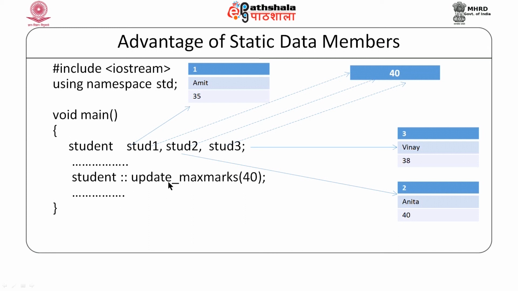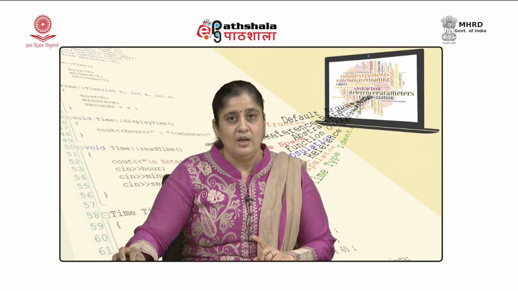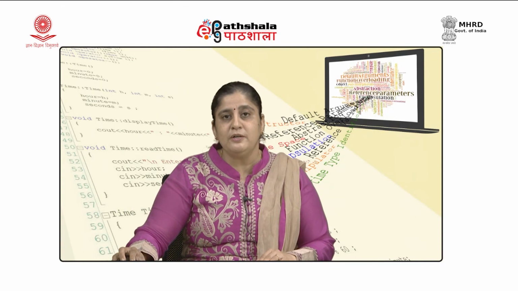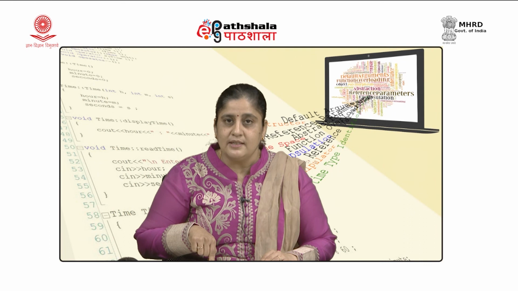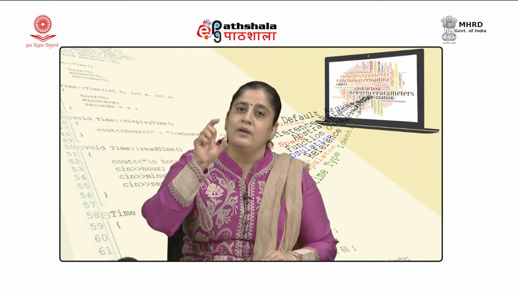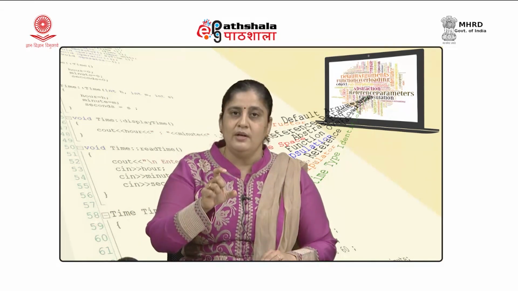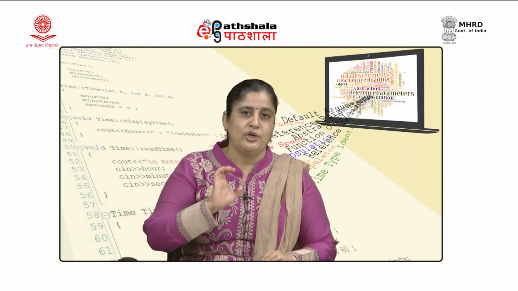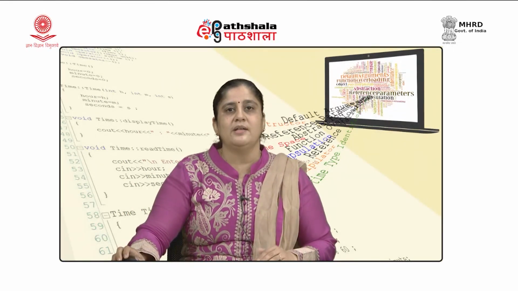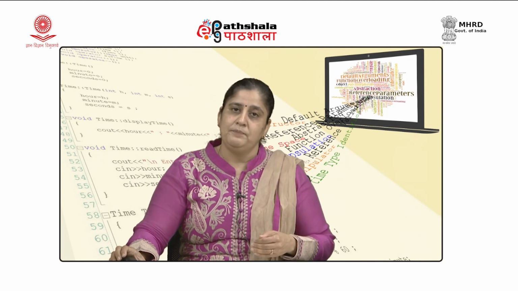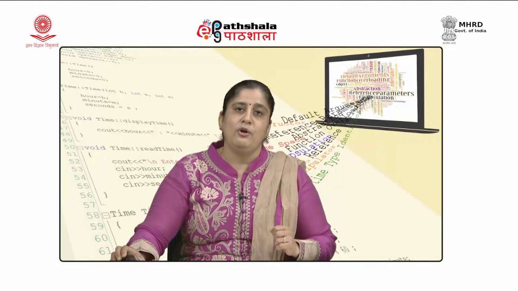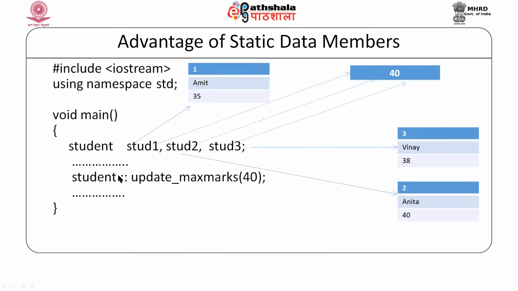Now, this kind of invocation of a function I can do only for static member functions. If it is a non-static member function, I need an object for its invocation, but since update max marks is a static member function, therefore, without an object its invocation is possible. Only thing is that we will have to specify that this function is a member of the Student class, and that we can do with the help of the scope resolution operator.